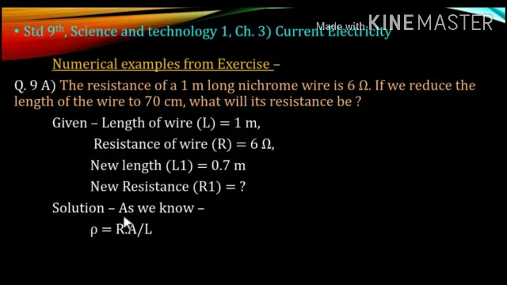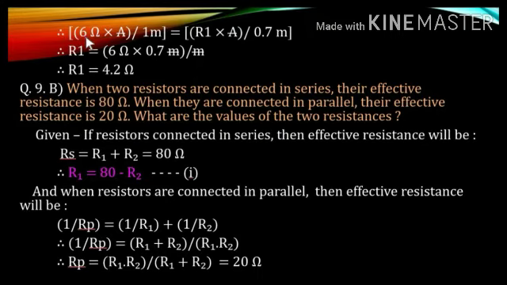Now solution, as we know, rho is equal to resistance into area of cross section divided by length of the wire. Now we will compare this ratio in first condition and in second condition, and then we will get the next formula. Here resistance of the first conductor is 6 ohm into area of cross section divided by 1 meter is equal to resistance in second case into area of cross section divided by the new length of the wire.